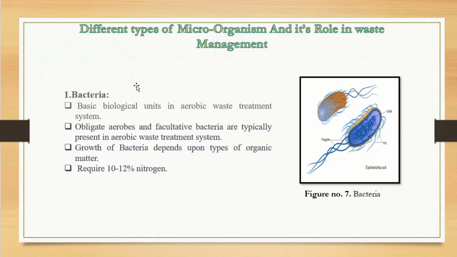Now we are going to talk about different types of microorganisms available and their role in waste management. First one is bacteria. What is bacteria? Basic biological units in aerobic waste treatment system. Obligate aerobes and facultative bacteria are typically present in aerobic waste treatment system. The growth of bacteria depends upon types of organic matter and quality of organic matter in the waste. It requires 10 to 12% nitrogen. This is a photograph of bacteria.